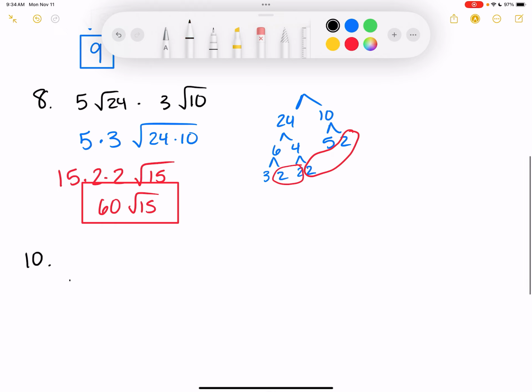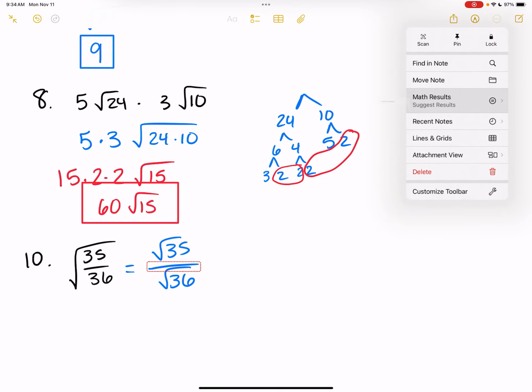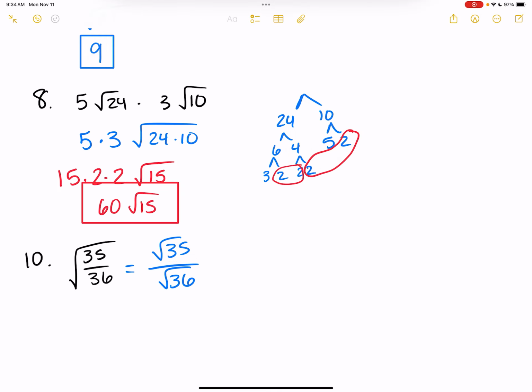Right. Number 10: the square root of 35 over 36. Notice that it's all under one radical. When you have a fraction under a radical, you can split the radical top and bottom. So this is the same as the square root of 35 over the square root of 36. The square root of 36 is 6. The square root of 35 stays just the square root of 35, because if I break it down, what does 35 break into?